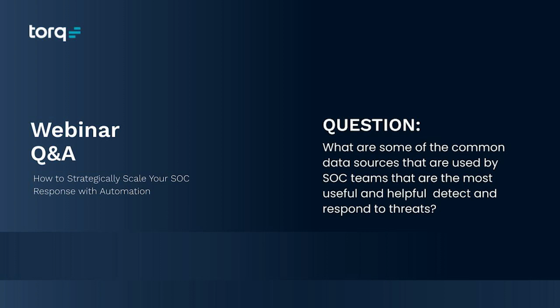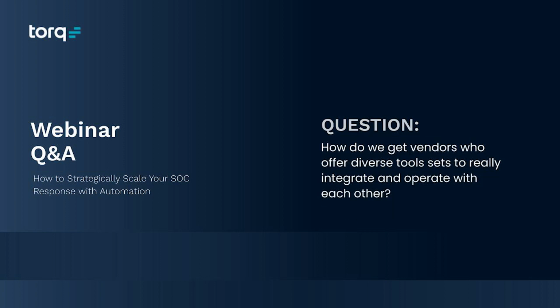And actually, speaking of themes, the next question was around, hey, I was essentially promised vendor consolidation, let's say 10 years ago. That clearly has not happened. So how exactly are we able to get all these different best of breed vendors that offer diverse tool sets to really integrate and operate with each other so that I can get my job done?